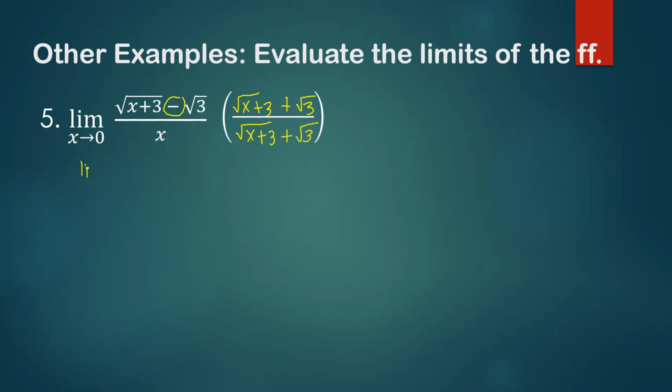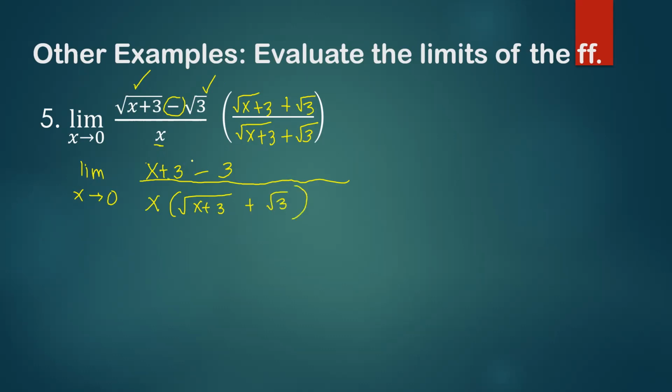Again, we have this notation, since we haven't evaluated the limit. Tapos sa taas, we have x plus 3. The square of this is x plus 3 minus the square of this one, which is also 3. Sa baba, we leave this in factored form. We have x times square root of x plus 3 plus square root of 3. This will cancel out. Tapos yung x din magka-cancel out.